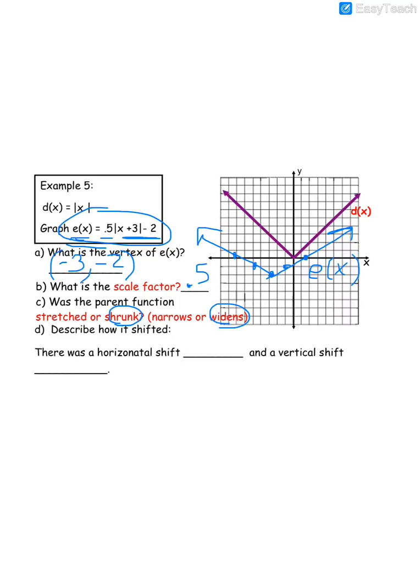Okay, if you look at that, do you see that it definitely got wider? Definitely got wider. Was there a horizontal shift? Absolutely. Inside lies, so it went left 3. Outside tells the truth for the vertical, down 2. All right, let's take a look at the next one.